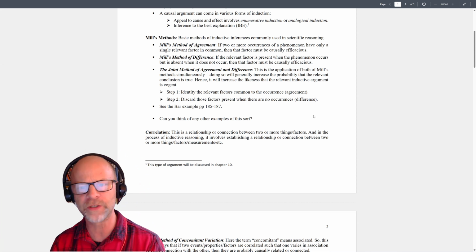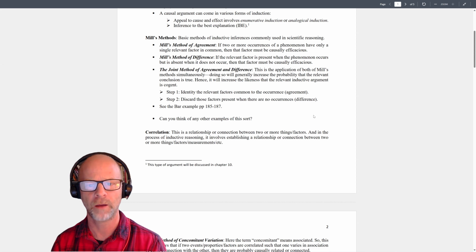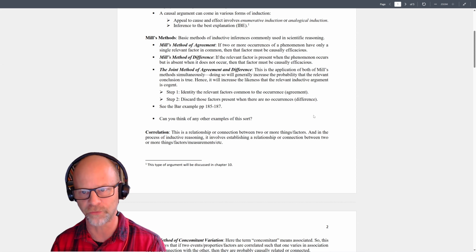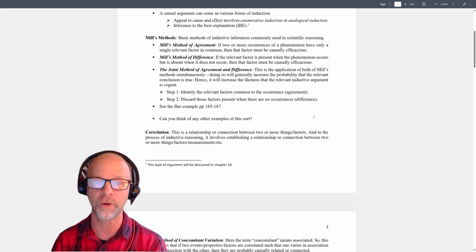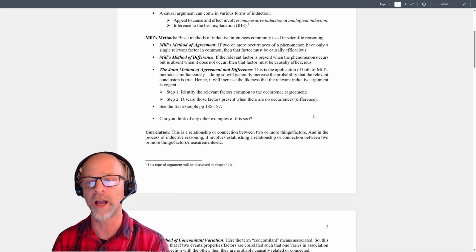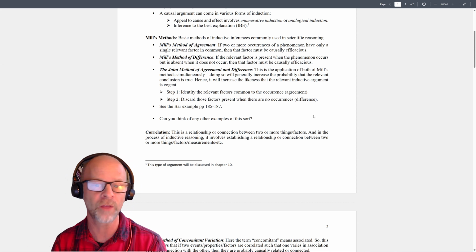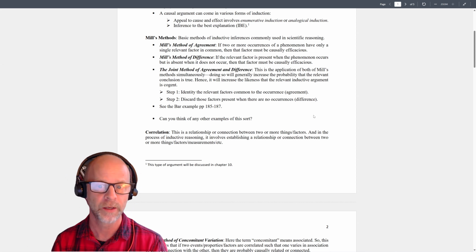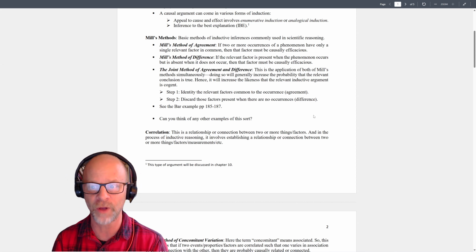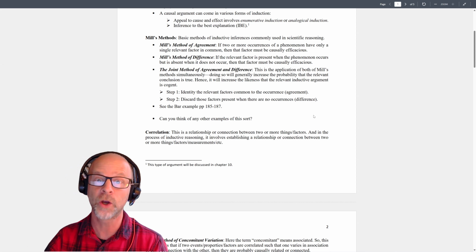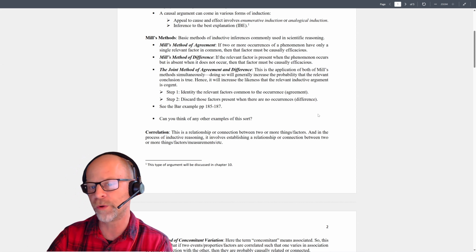And then finally, we have what's called a joint method, Mill's joint method of agreement and difference. So this is the application of both the methods of agreement as well as difference simultaneously. Right, doing so will actually generate a kind of increase in the probability that the relevant conclusion is true. So it will actually increase the likeliness that the relevant inductive argument is cogent. Right? So how are we going to do this?